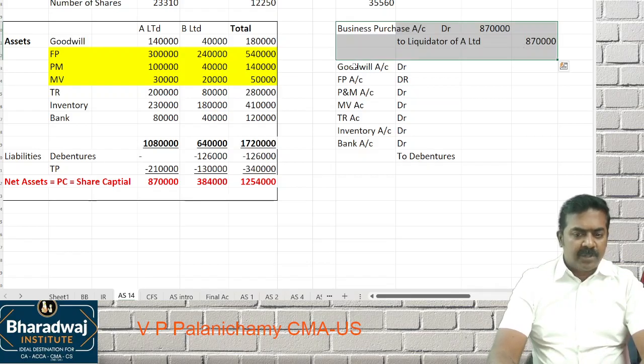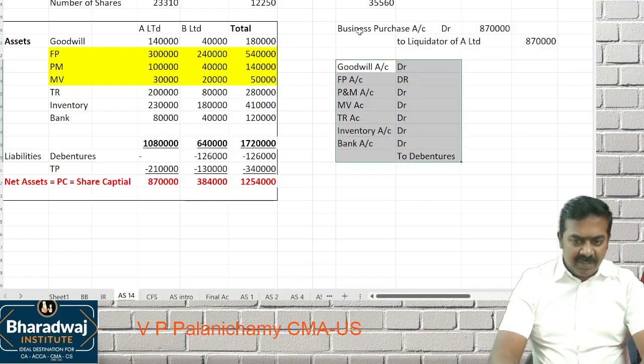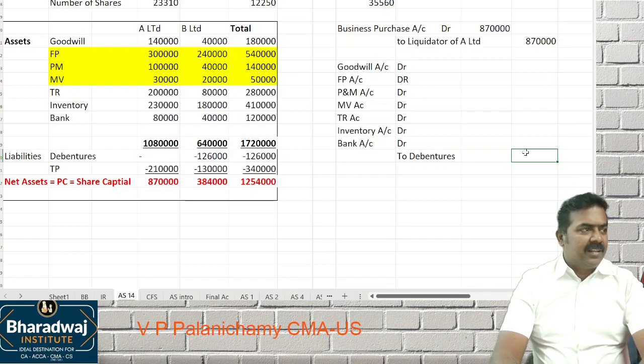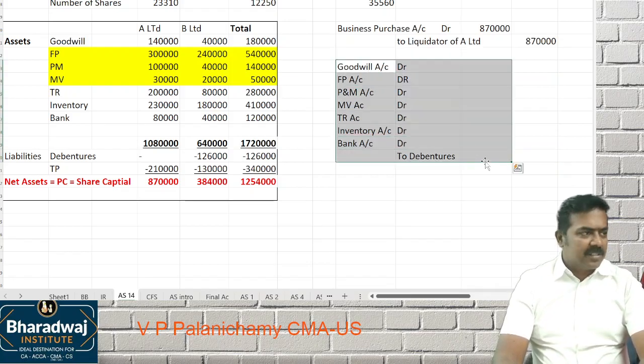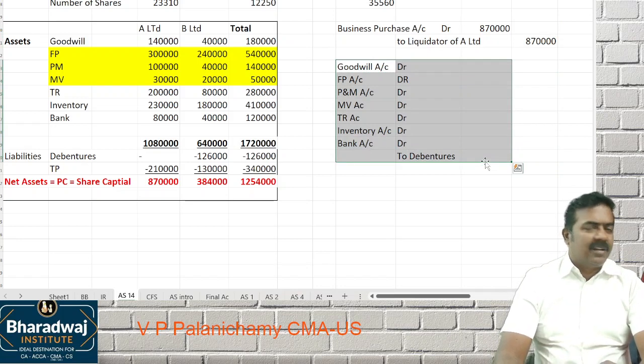Pass separate entries only. Don't combine. For A Limited 3 entries, for B Limited 3 entries only. Don't combine, because in this problem both have goodwill. Sometimes one company may have goodwill, another company there may be capital loss. So don't combine.